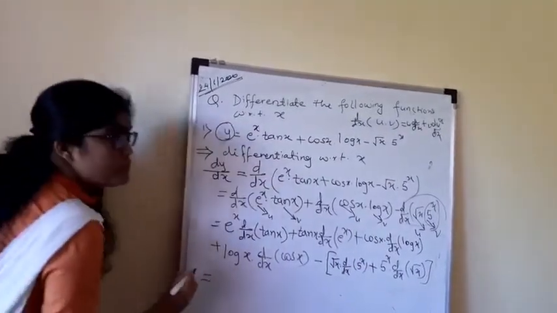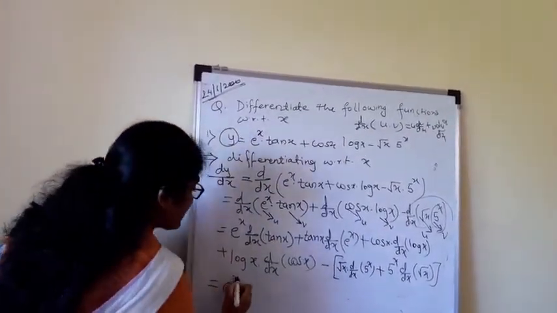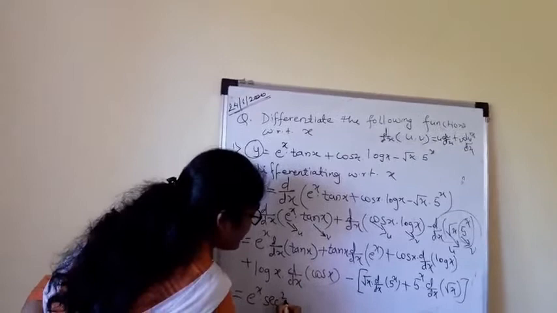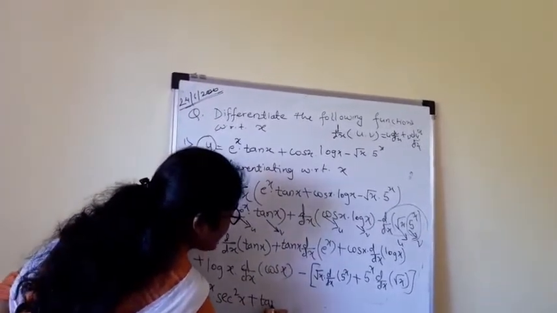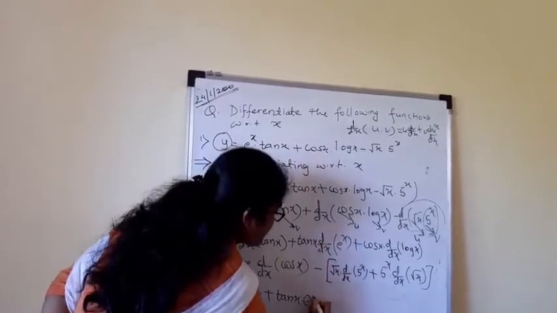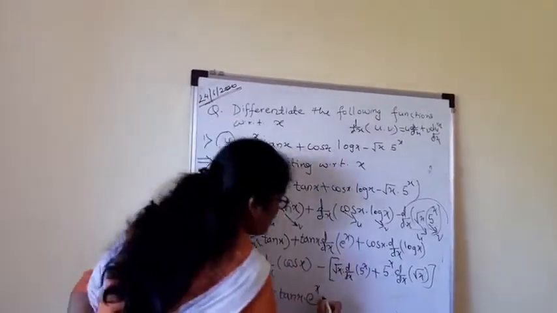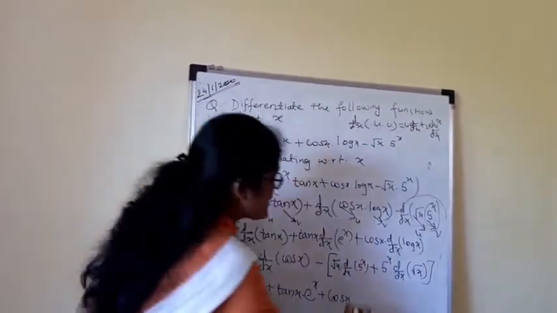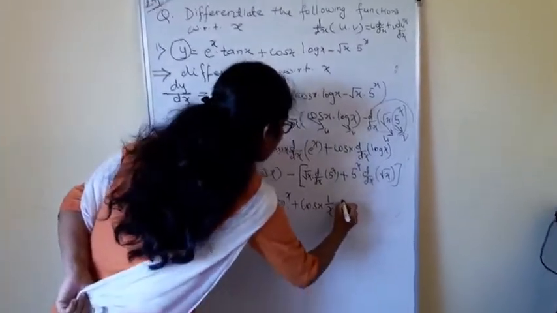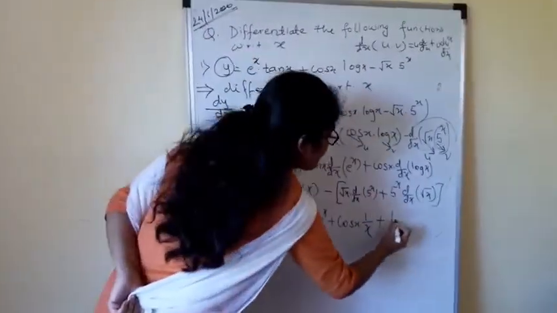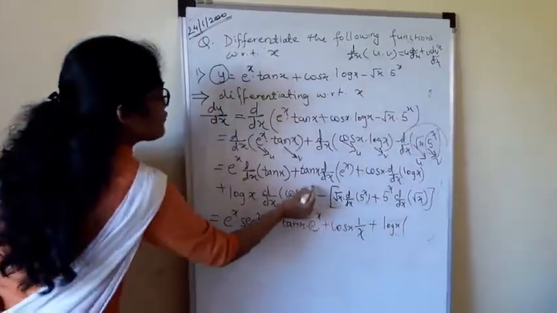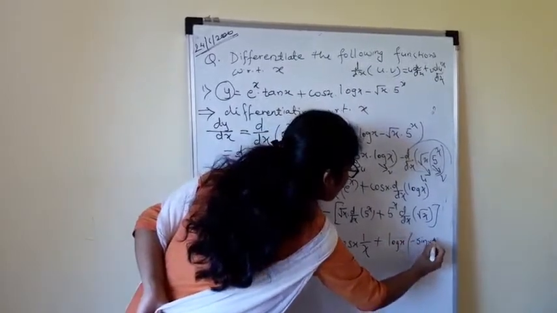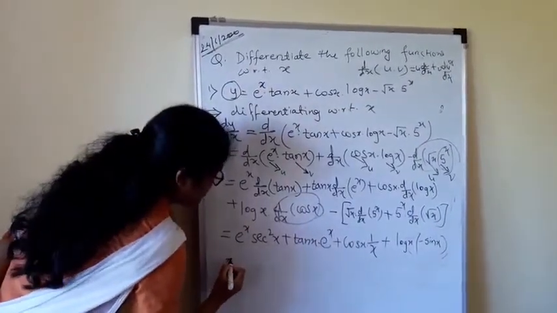Okay, e raised to x as it is, derivative of tan x. Derivative of tan x is sec square x plus tan x into derivative of e raised to x is e raised to x plus cos x as it is, derivative of log x. Derivative of log x is 1 upon x plus log x as it is, derivative of cos x. Derivative of cos x is minus sin x.